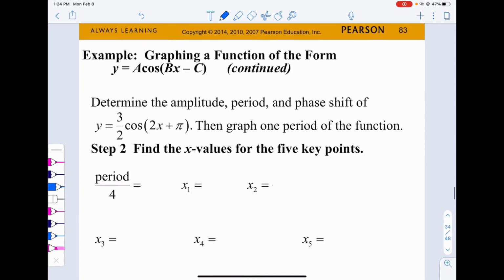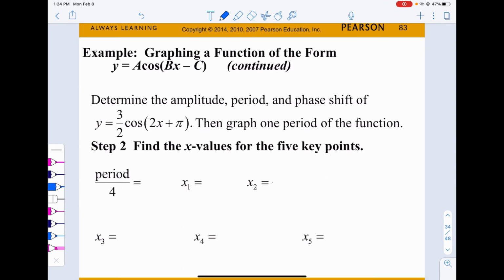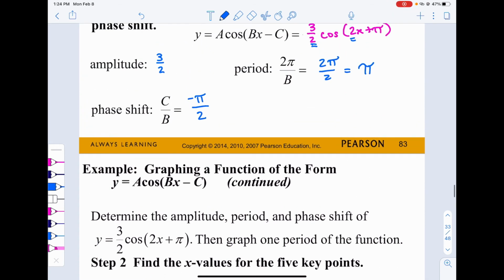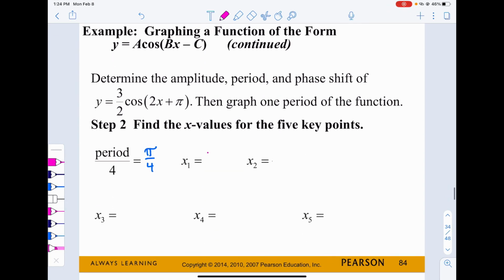So now that we have some of that information, let's go ahead and find those x values. The period we found was pi. If we divide that by 4, we're going to change by increments of pi over 4. Now it says to find the x values for those key points. So x sub 1, we had a phase shift. Because we have a phase shift, it changed to a negative pi over 2. Our starting point is going to be this negative pi over 2. And then we're going to add those increments of pi over 4.